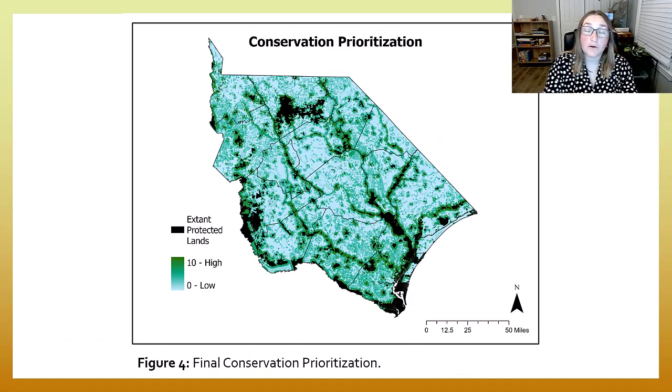Finally, we have the overall conservation prioritization. So this is all 5 of those metrics, many of which had multiple data endpoints, all sandwiched together into this final output where I've blacked out the existing protected lands and then the areas from low conservation priority, where there were not many overlapping factors, all the way up to the dark green, which are the high conservation priority areas.